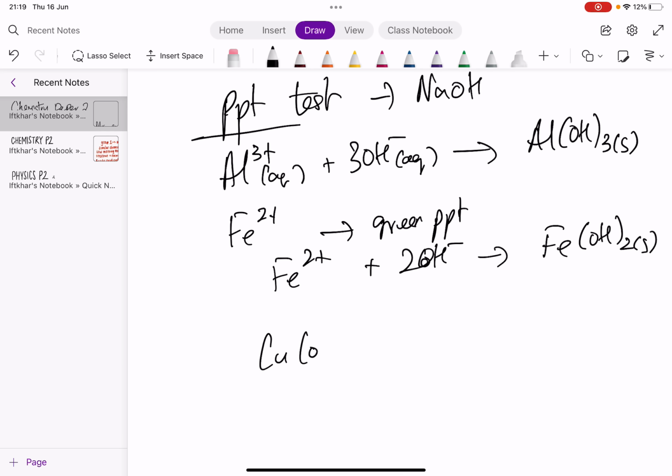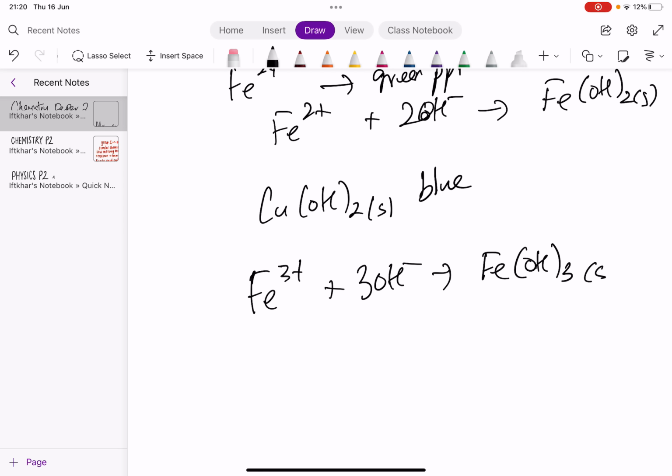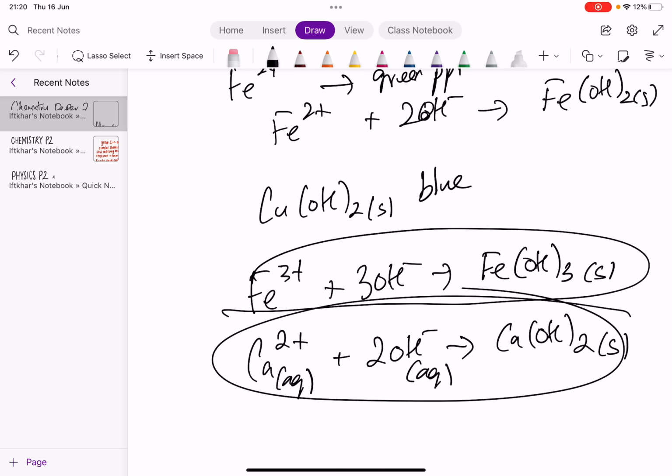Copper 2 will produce a blue precipitate of copper hydroxide, and the other one you need to know is iron 3, which will produce a brown rust-type precipitate of iron 3 hydroxide. Calcium 2 will produce a white precipitate which does not dissolve in excess sodium hydroxide, and that's how you can differentiate between aluminium and calcium ions. Again, you must learn these ionic equations.